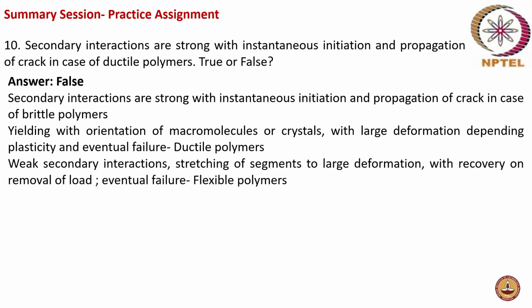And finally, in case of flexible polymers, there are very weak secondary interactions. For example, in rubber, the secondary interactions are very weak. That is why you consider them as ideal systems. Here the stretching of segments plays a very critical role in large deformation with recovery on removal of load. Hope you got it, both of you.